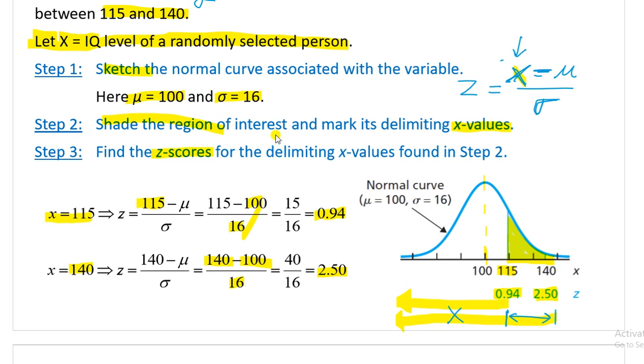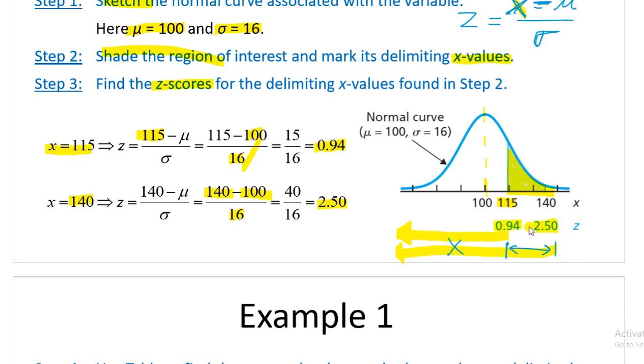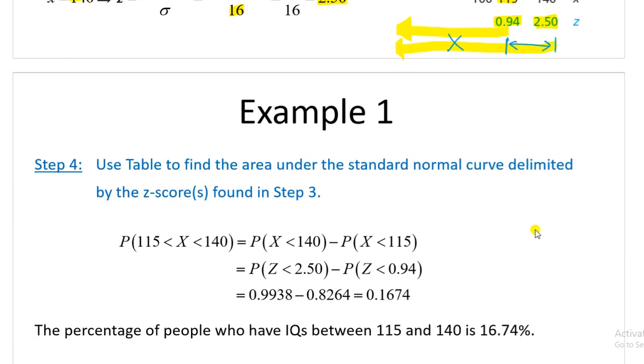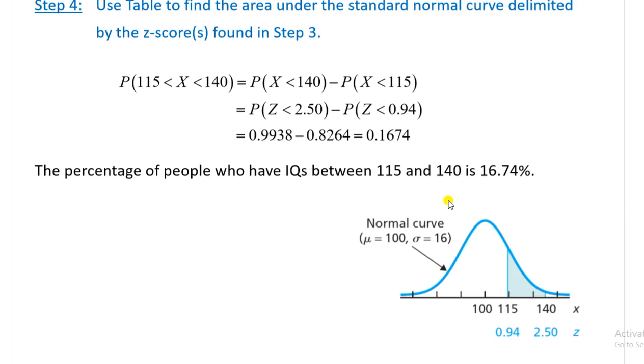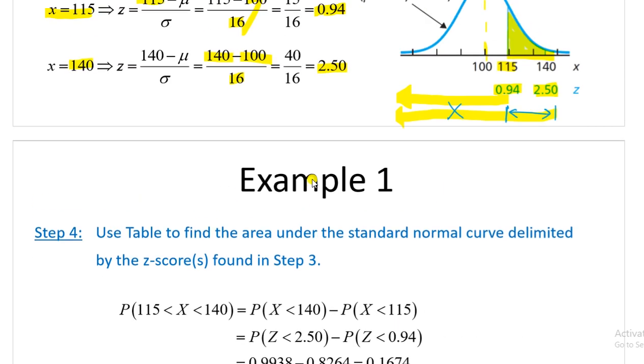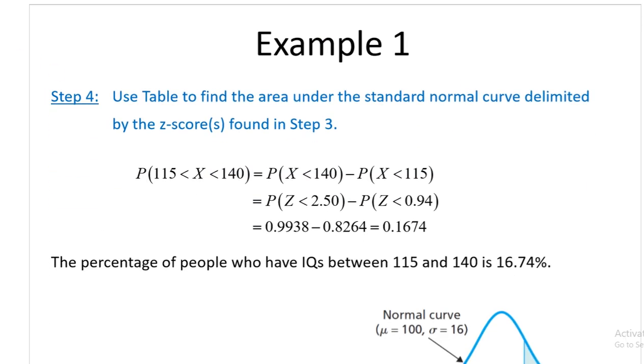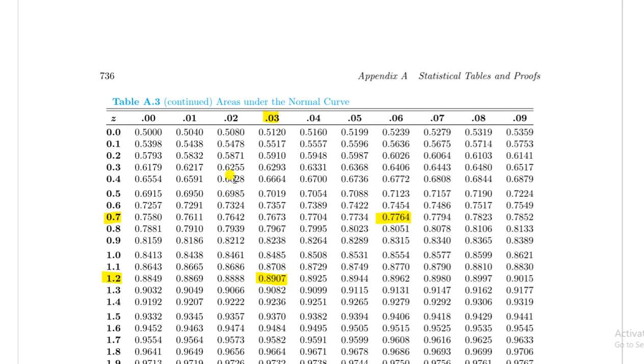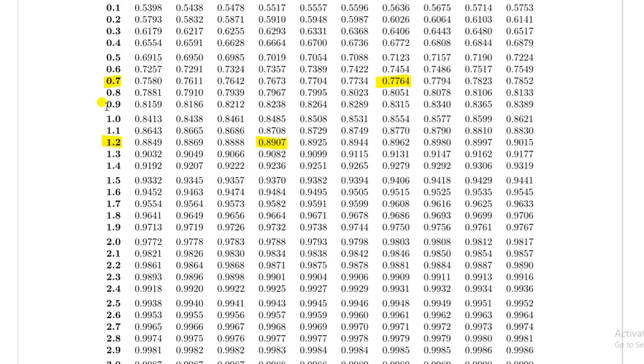So if you go to the normal table and find the values at 0.94 and at 2.5, it will give you, let me show you from the table, 0.94, 2.50. So 0.94 is here, this is 0.9, 0.901234. This is 0.94, 0.8264.